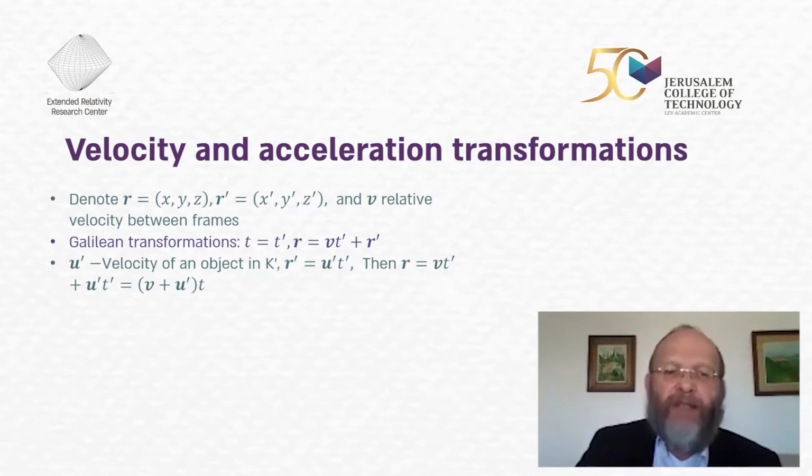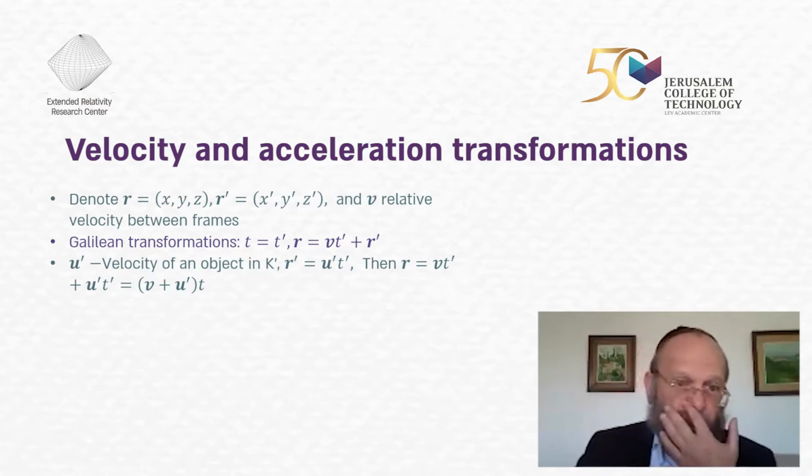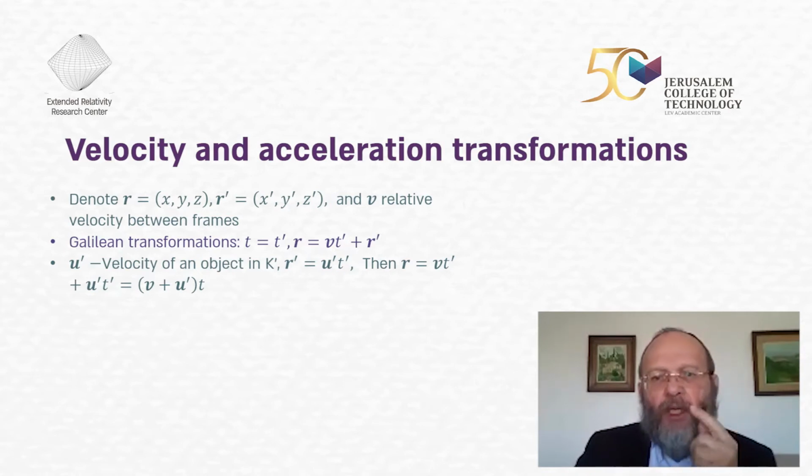Maybe for the beginning, let's start with constant velocity. That means, for instance, r prime equals u prime times t prime. That's what it means: the position equals the velocity times the time. Now we want to understand what the velocity is in frame K. What we have to do is transform this vector by this transformation.